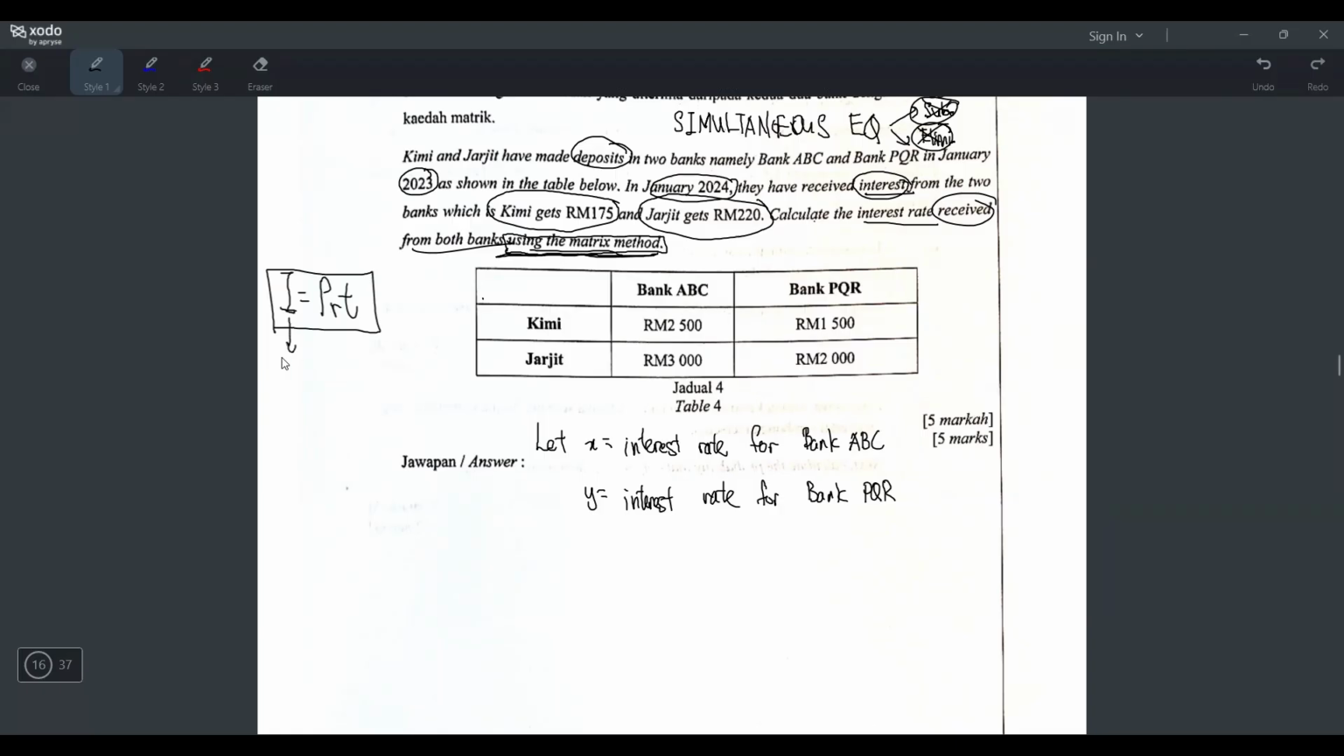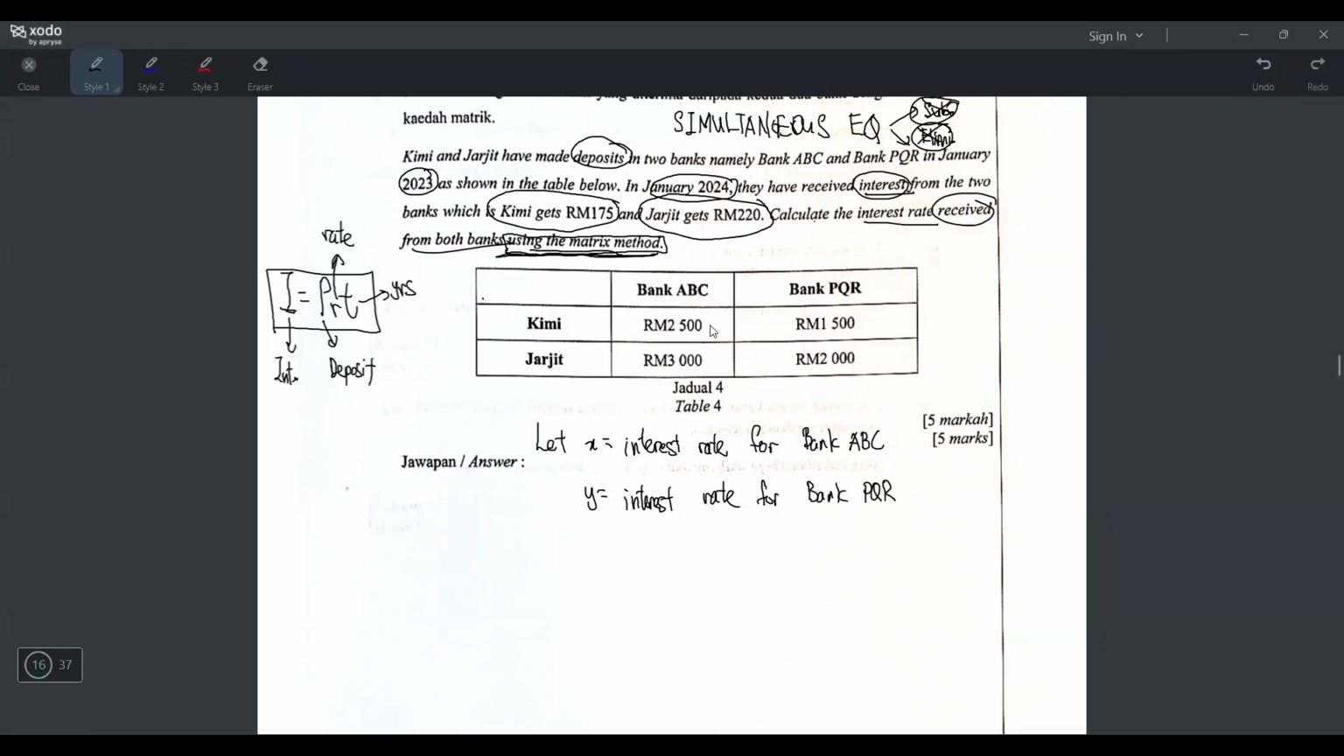So what is I? I is interest. P is the deposit, or you can say the principal, the starting money. R is the rate, of course, the interest rate. And then T is how many years, right? So let's read again.